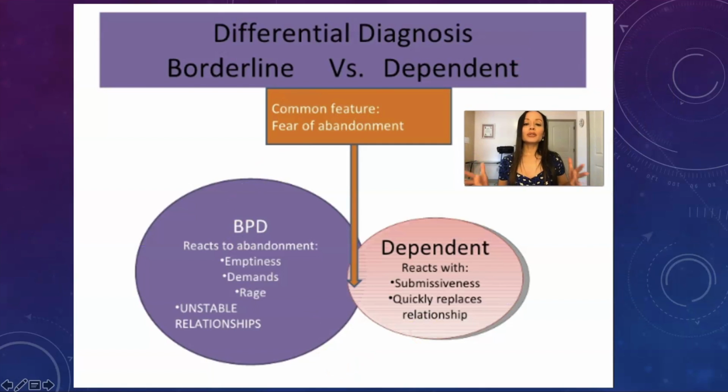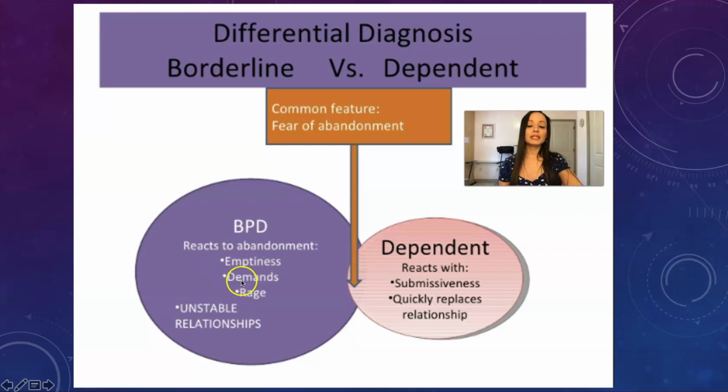So how do you differentiate? Maybe some of you are thinking, okay, well, borderline personality disorder has a chronic fear of abandonment, right? Let me just give you this test-taking tip. On an exam, it will usually be borderline personality disorder, not dependent personality disorder. That is what you are tested on most frequently. But the common feature of BPD and dependent personality disorder is this fear of abandonment, but they each react differently.